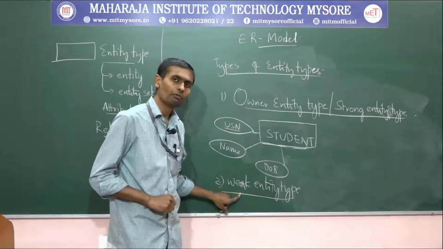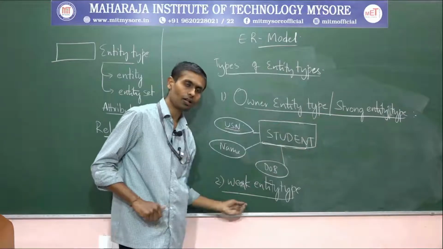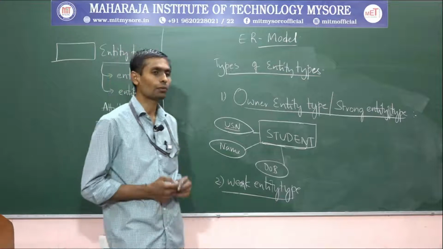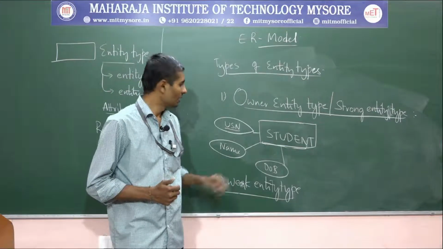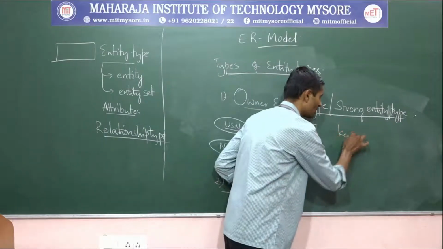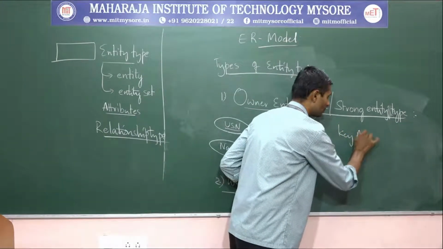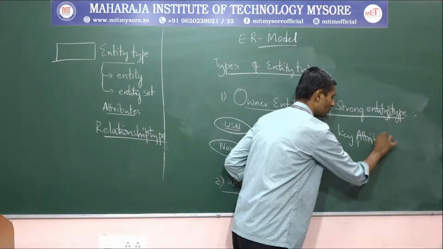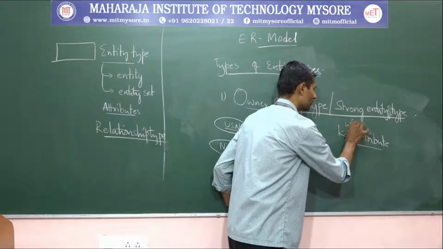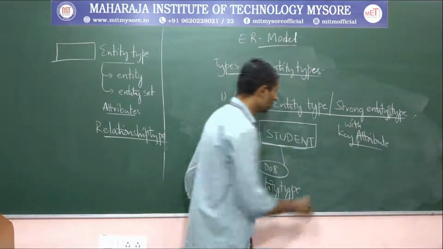Fine. What is meant by weak? Strong here, and exactly opposite to that. It's definitely giving some clue for us. What is that, guys? We said key attribute is present, right? So presence of key attribute. Entity type with key attribute, but here what? No key attribute.